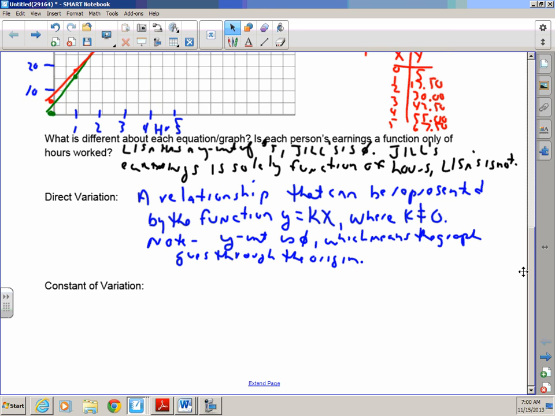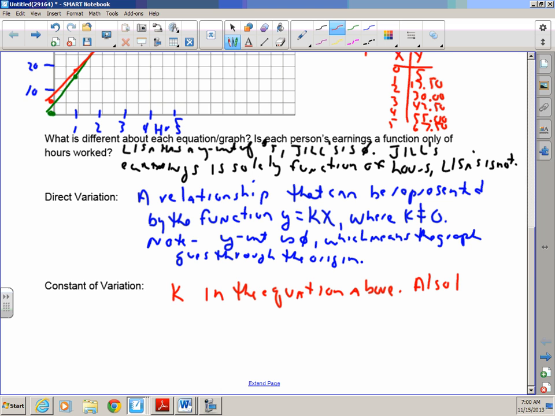Okay. Now, what is k? K is what's called the constant of variation. K in the equation above is the constant of variation. Okay? It is also known as the constant, and you'll see why in a couple examples, also known as the constant of proportionality.